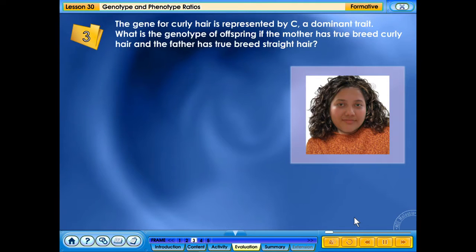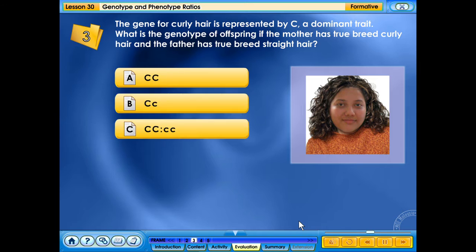The gene for curly hair is represented by capital C, a dominant trait. What is the genotype of the offspring if the mother has true breed curly hair and the father has true breed straight hair? A. Capital C, B. Capital C, small c, C. Capital C, small c, D. Capital C, small c.